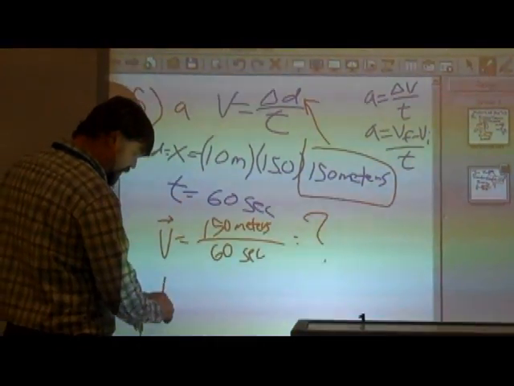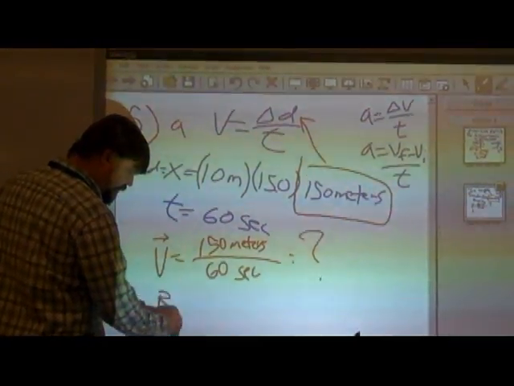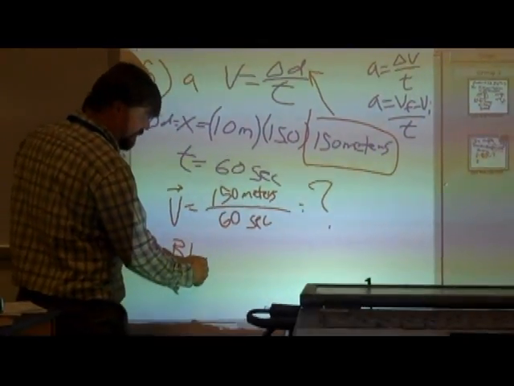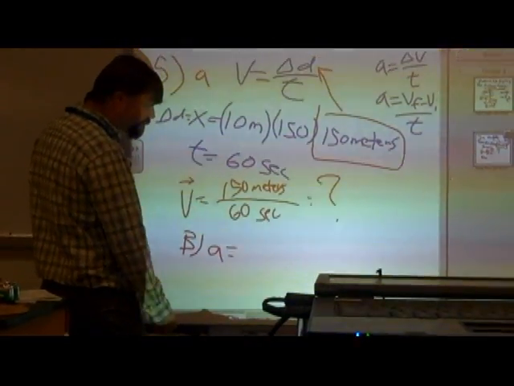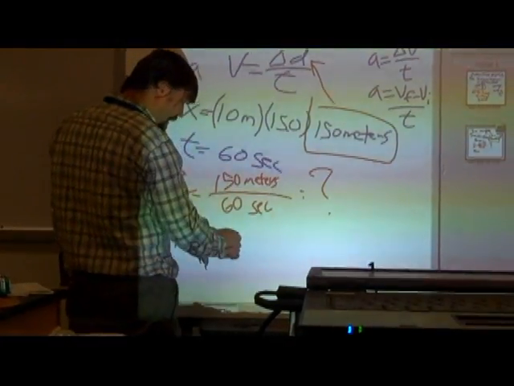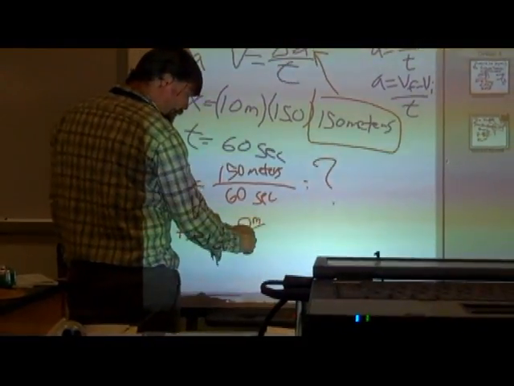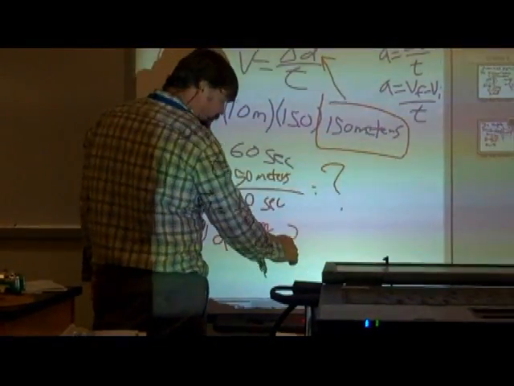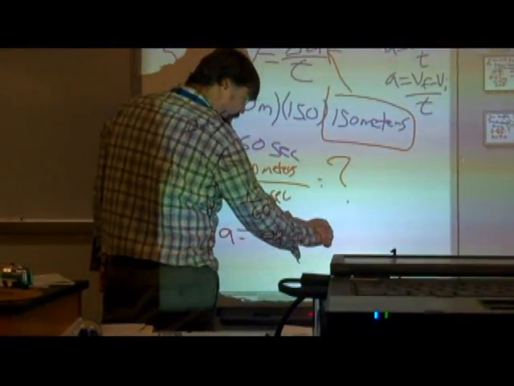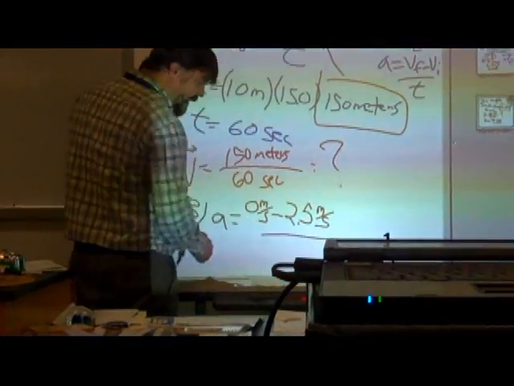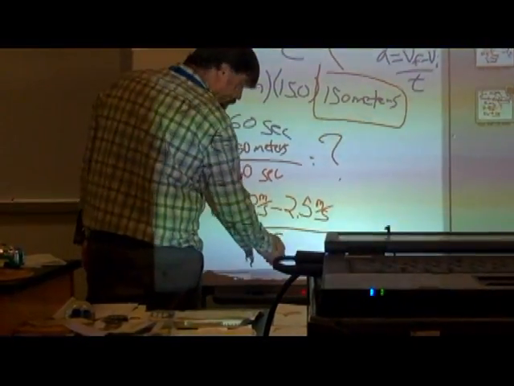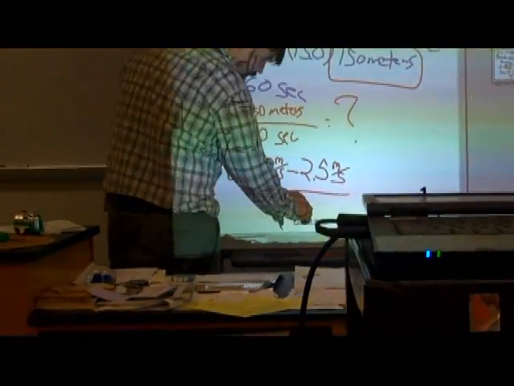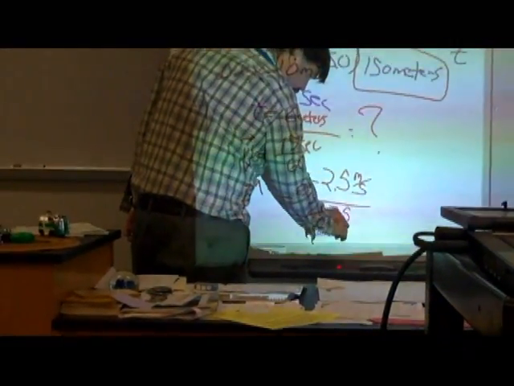All right, so we have part B, and we have our acceleration is what we're looking for. And we have our final velocity, 0 meters per second, minus our initial velocity, which is 2.5 meters per second. And that's divided by our time interval of 0.25 seconds.